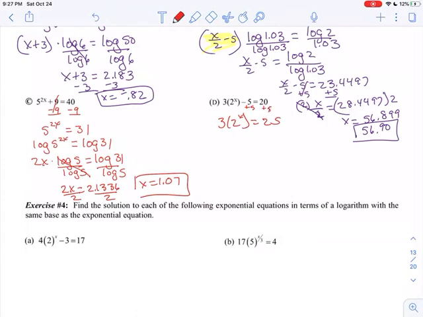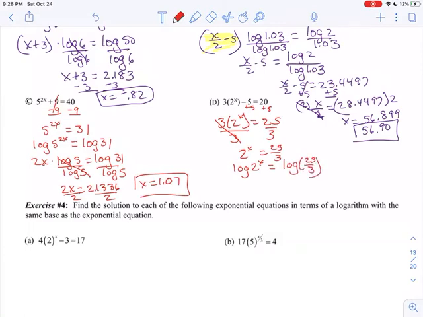Same thing with d. I have to isolate that exponential. So I'm going to add 5. So I have 3 times 2 to the x equals 25. I just added 5 to both sides. I still have to isolate this. I got to divide by 3. I don't have it by itself yet. I'm not going to do anything till I have it by itself. Now I have it by itself.